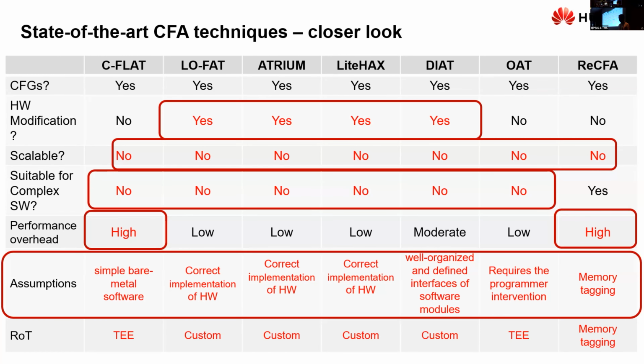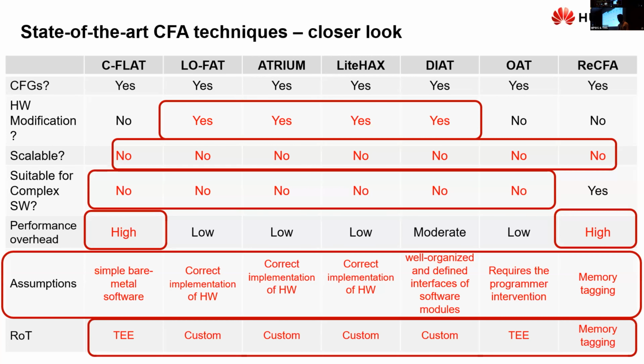In terms of assumptions or requirements that they have from the platform, you see that they go from simple bare metal software, so no hard requirement. However, some of the more advanced ones, they require hardware extensions and correct implementation of the hardware, and also some newer hardware capabilities such as memory tagging. In terms of roots of trust, none of them uses one of the TCG roots of trust.